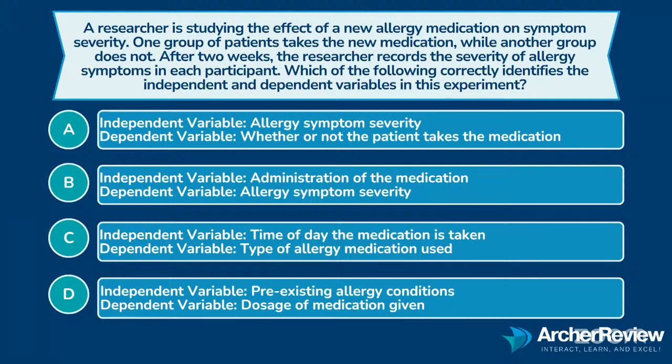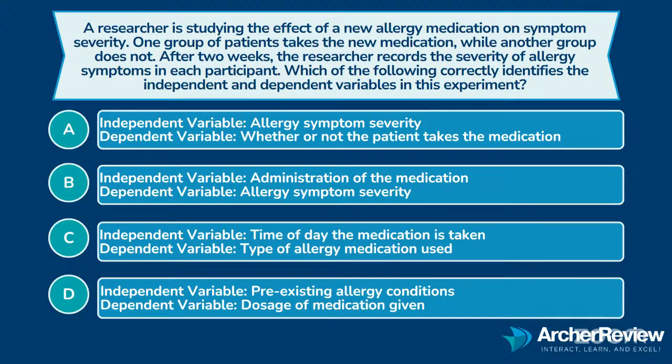A, independent variable, allergy symptom severity. B, I'm sorry, dependent variable would be part of A, whether or not the patient takes the medication. B, independent variable, administration of the medication. Dependent variable, allergy symptom severity.